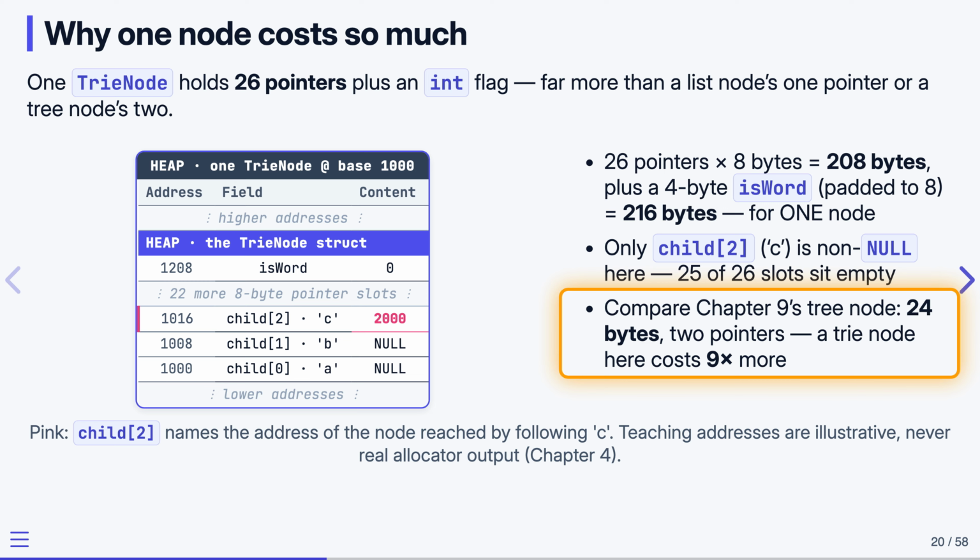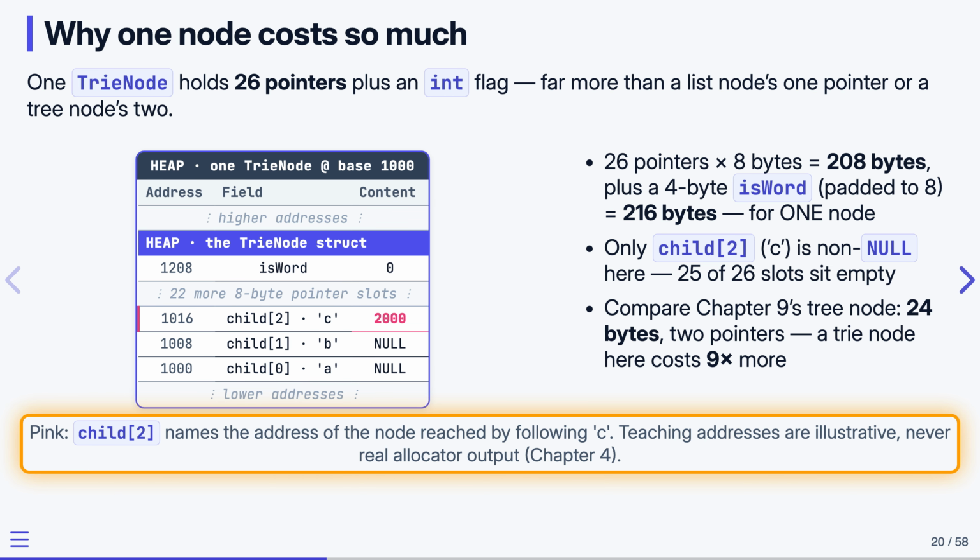Compare that with the binary tree node from Chapter 9. That one was only 24 bytes with 2 pointers, so one trie node costs about 9 times more. One reminder, these addresses are for teaching only. They are never the real output of the allocator, as we saw back in Chapter 4.